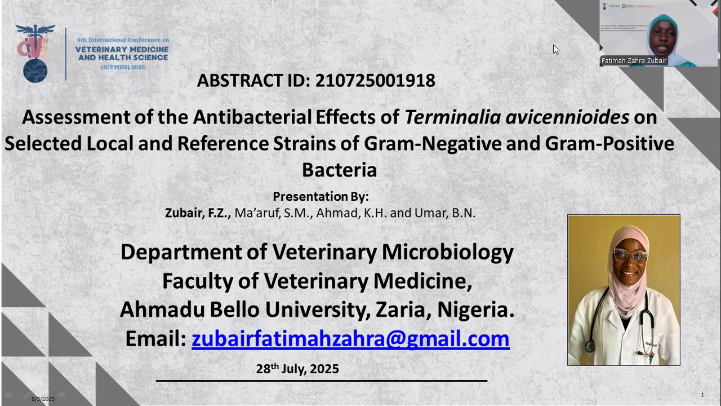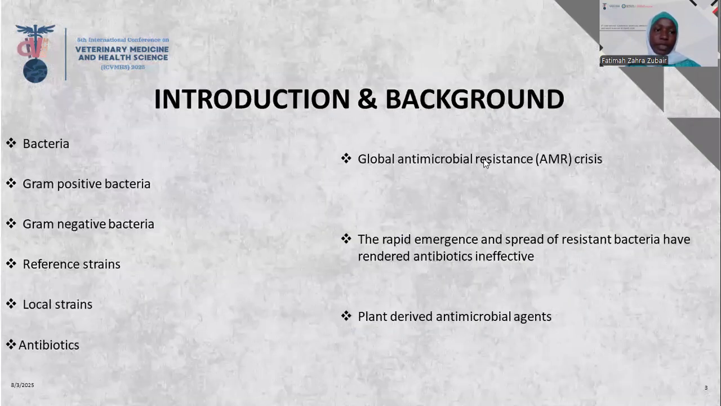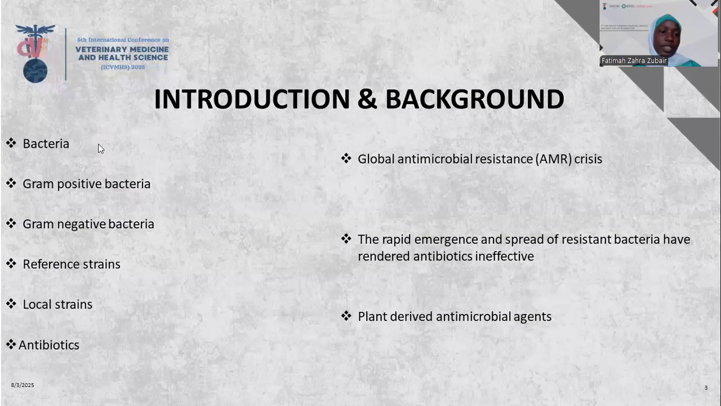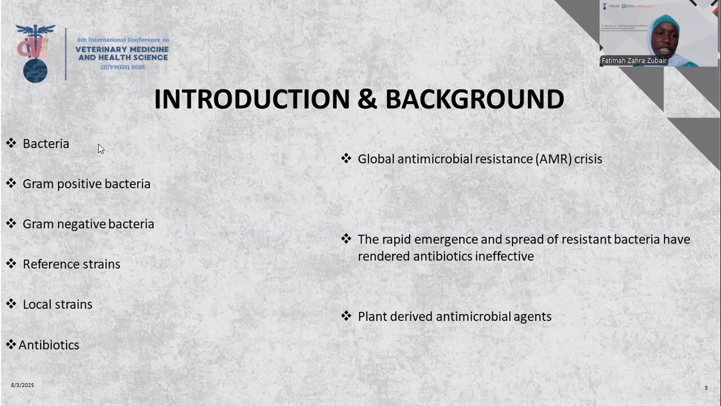I'm here to make a presentation on the assessment of antibacterial effects of Terminalia avicennioides on selected local and reference strains of gram-positive and gram-negative bacteria. Bacteria are tiny organisms that cannot be seen with the naked eyes, and they are found almost everywhere on Earth. Generally, bacteria are divided into gram-positive and gram-negative bacteria.